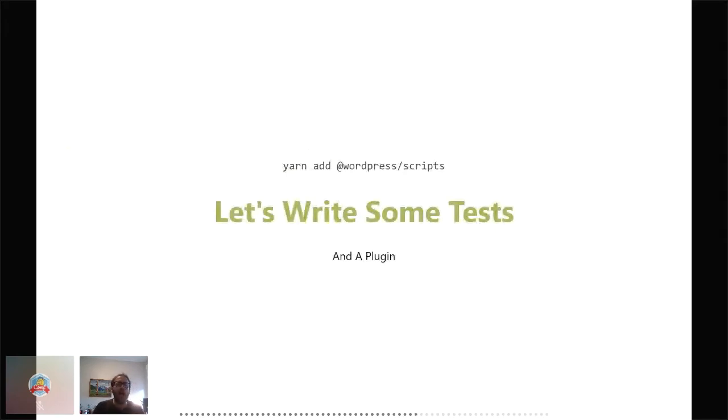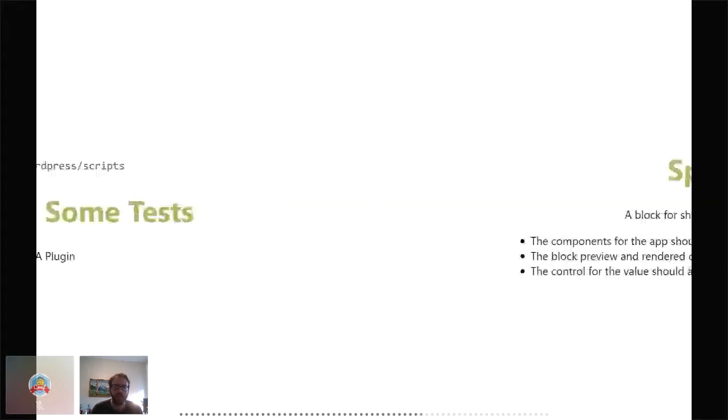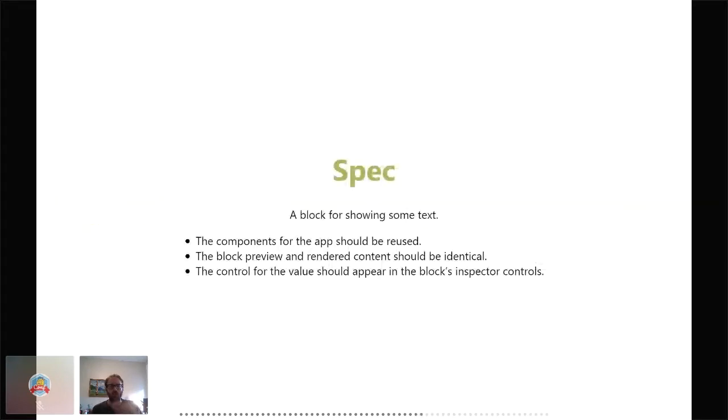Second freedom. So if you have a plugin, you can just go ahead and yarn add WordPress scripts to get that added in. And so let's imagine that we have a block, and it's going to have that same spec. It has a component for showing the value, and we're going to reuse those. In my example code, I cut and pasted them in along with the unit tests.